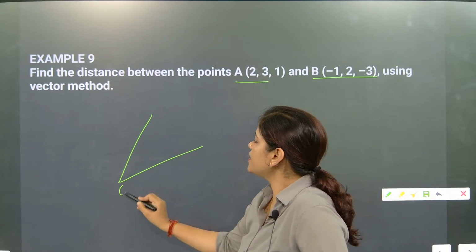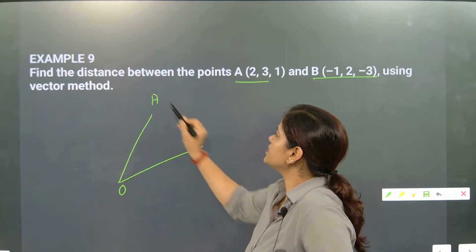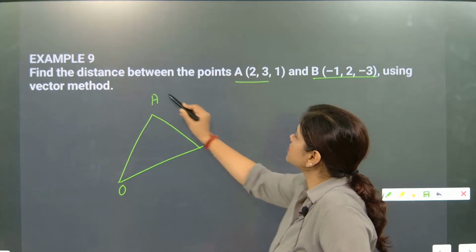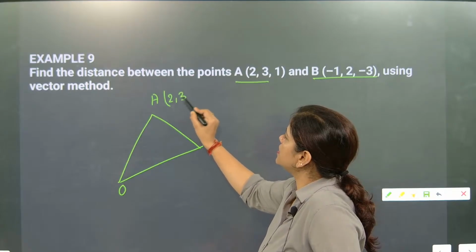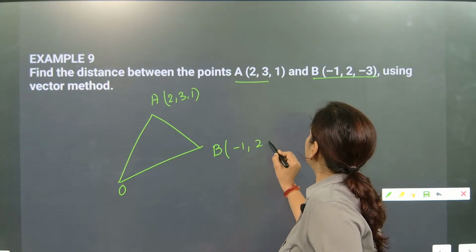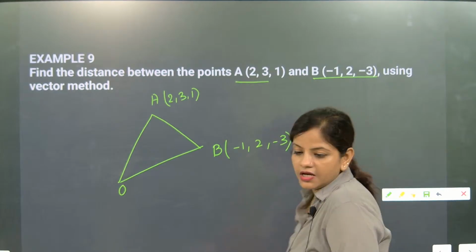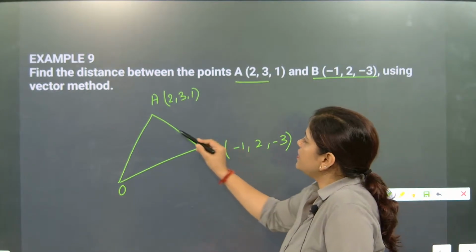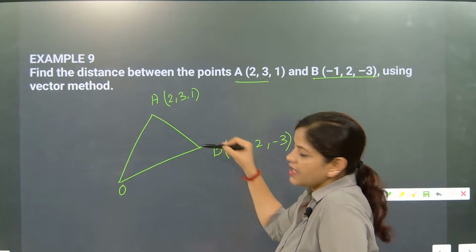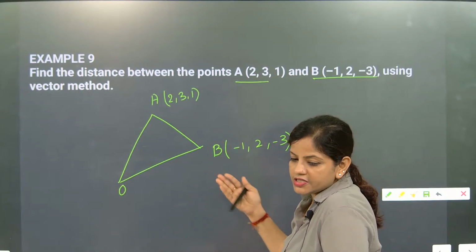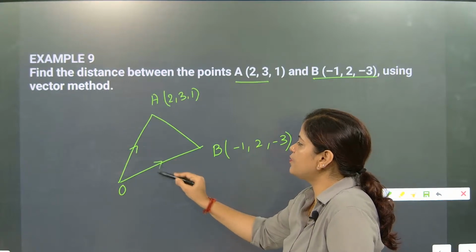Okay. So here this is O. This point is coming as A, and this point is coming as B. So A is 2, comma 3, comma 1, and B point is minus 1, comma 2, comma minus 3. Done, beta? So now what we are going to do is find the distance between AB. To get the distance between AB, we need to get the position vector.